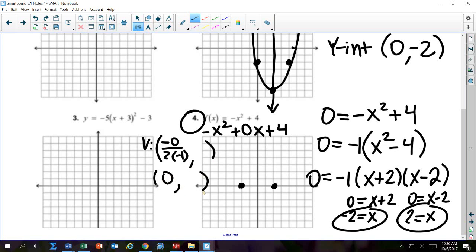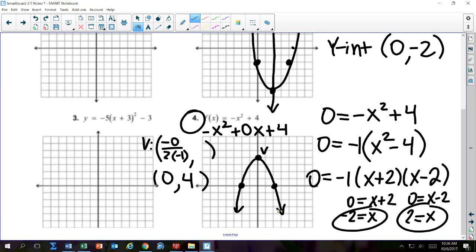What do I get when I plug in 0? What is my y output? What do I get? Alan, what do I get when I plug in 0? This is -0 squared plus 0 times 0 plus 4. 4. 1, 2, 3, 4. So here's my vertex. Okay, it's also your y-intercept. It gives us a good idea about what the graph looks like. It looks something like this.